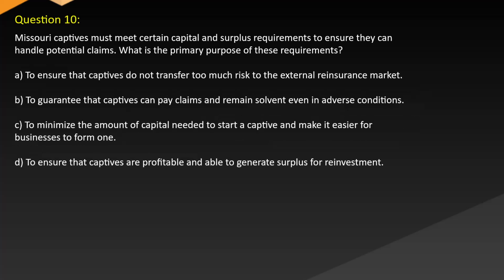Question 10. Missouri captives must meet certain capital and surplus requirements to ensure they can handle potential claims. What is the primary purpose of these requirements? A. To ensure that captives do not transfer too much risk to the external reinsurance market. B. To guarantee that captives can pay claims and remain solvent even in adverse conditions. C. To minimize the amount of capital needed to start a captive and make it easier for businesses to form one. D. To ensure that captives are profitable and able to generate surplus for reinvestment.